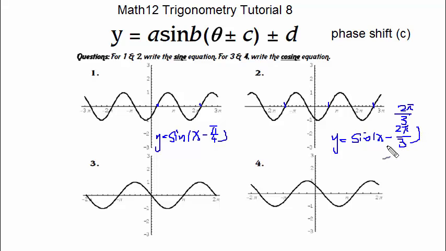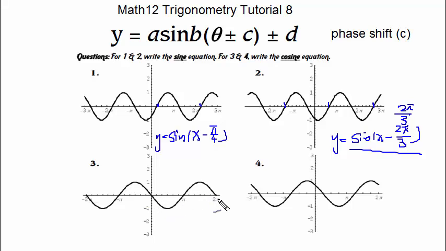Does it make sense? Sine function x minus 2 pi over 3. So we're moving right by 2 pi over 3. Okay, let's see the third one. Wow, the third one is nice. Sine function, but it's just being reflected. So we just say negative sine function, and that's it.